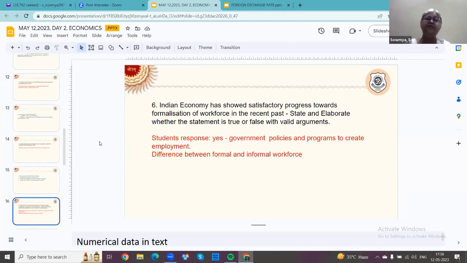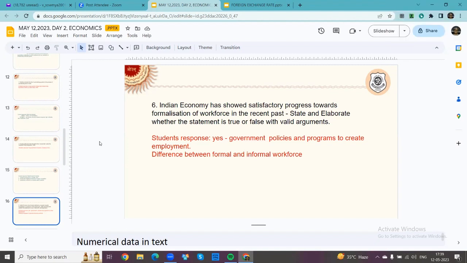Okay, and some people, the moment they saw formalization of workforce, have written everything about the formal and informal workforce, the difference between formal and informal. Here they have job security, there they have no job security, all those points they have written. But is that the right answer? Is that complete? Yeah, please, your comments on that, teachers?